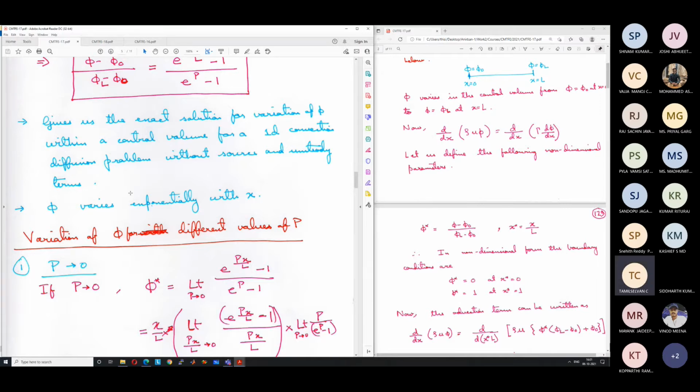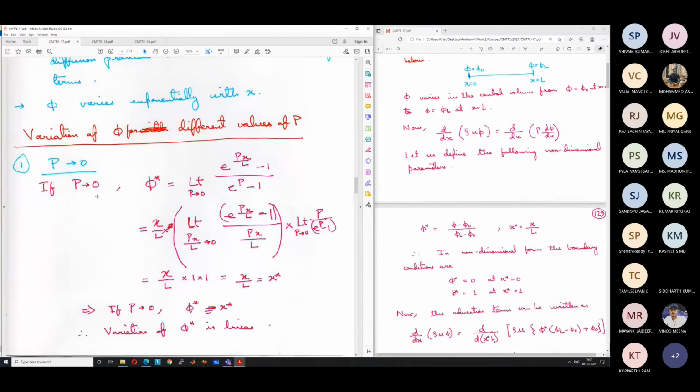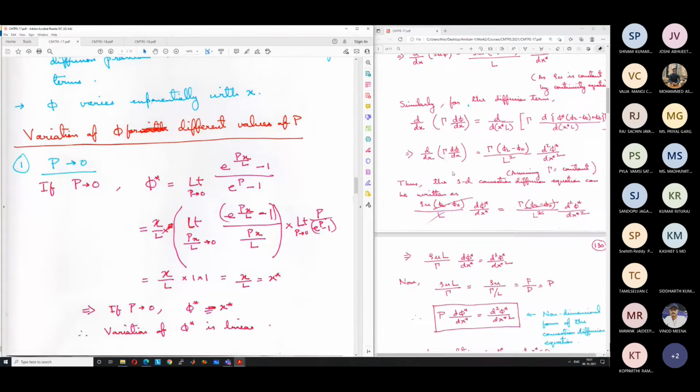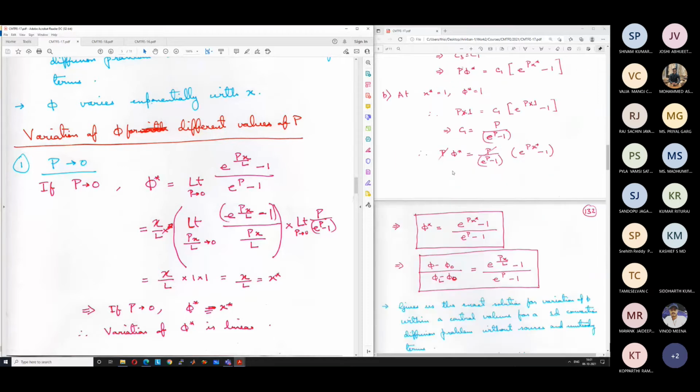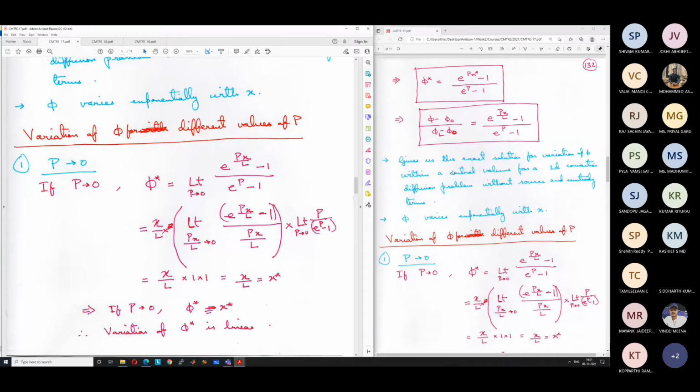Let us continue. So variation of phi for different values of Peclet number. Let me just keep this solution open here. This is the solution. Say the Peclet number tends to 0. At the limit Peclet number 0, how is the behavior? Let us try to find.